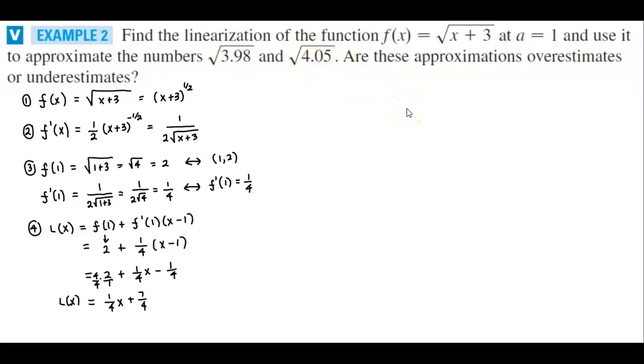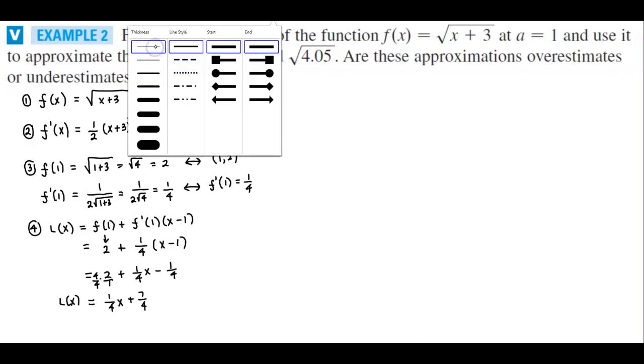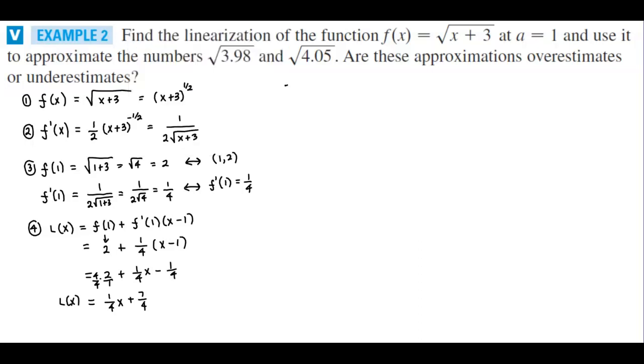So if we take a look at the first one, the square root of 3.98, okay, you can see here that this is x plus 3. We're going to set it equal to 3.98. So x plus 3 is going to equal 3.98. And then we're going to solve for x. And if we subtract 3 from both sides, we get 0.98. And now that we found x, we can then plug it in to find the linearization.